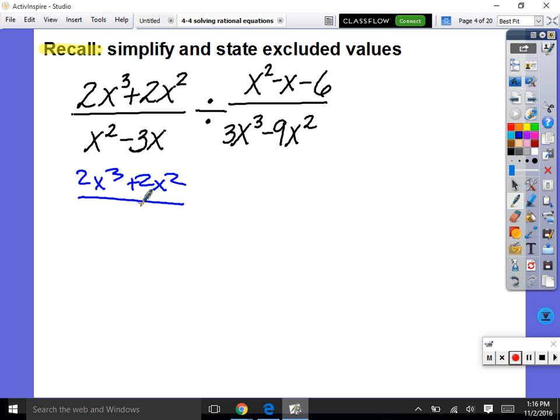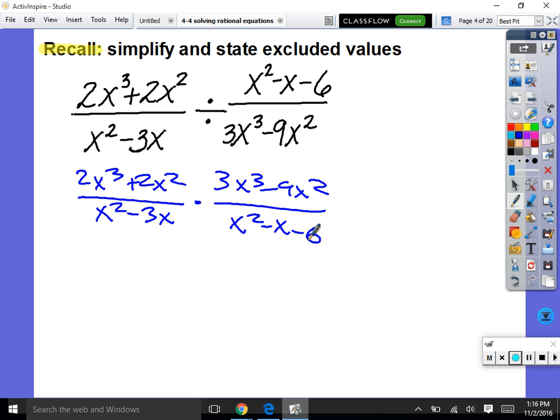So the first rule that I know about this is that you always have to flip the bottom to go to multiplication. And the first thing I'm going to do is factor the 2x squared off the top one on this. So that'll be x plus 1. Then on the bottom here, I'm going to factor out x. So it'll be x minus 3.